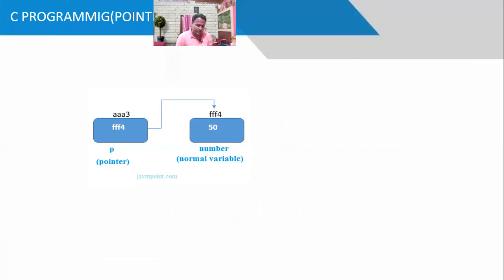If you notice here, we call this pointer p. p contains the address of the variable number. For example, p contains the address ff4. In ff4, 50 is present. It means p contains the address of number, and that number has stored the value 50.